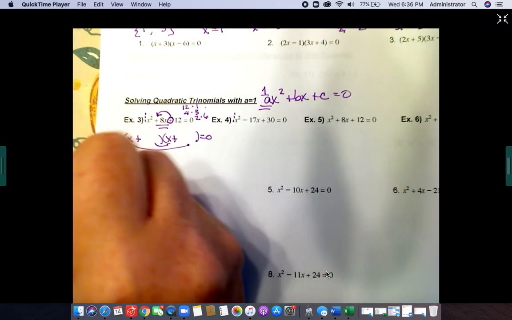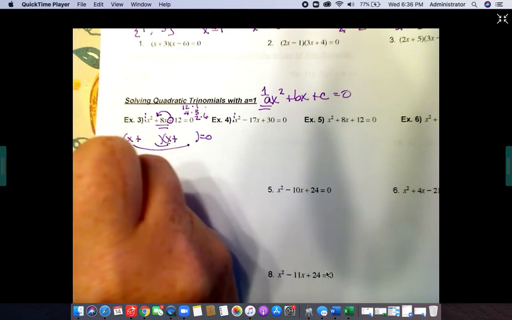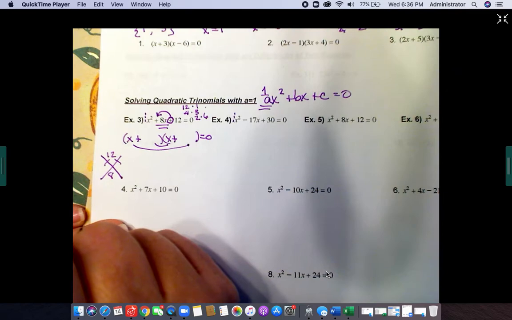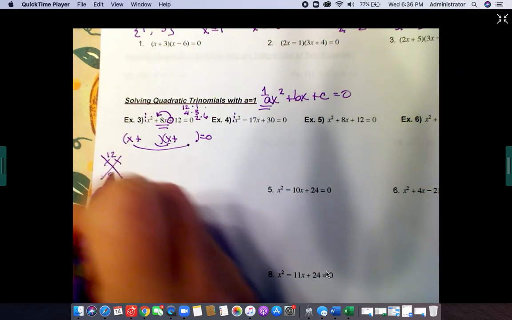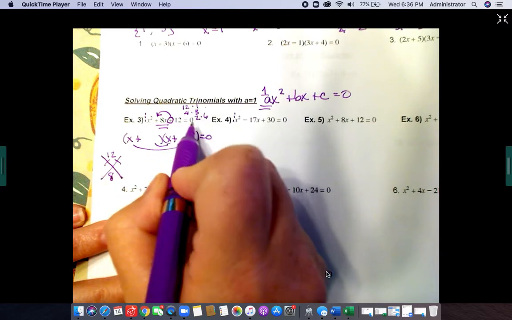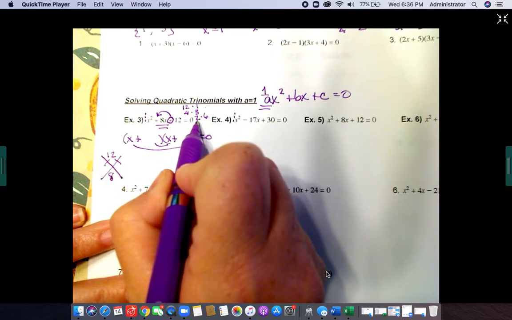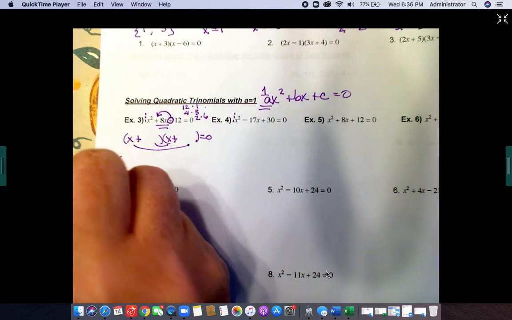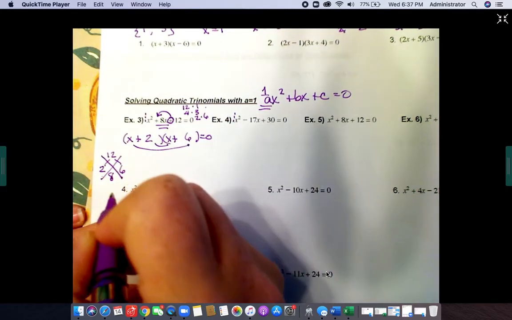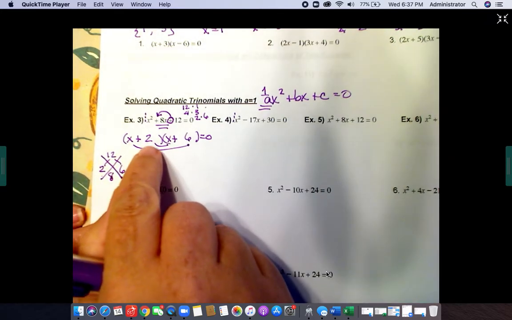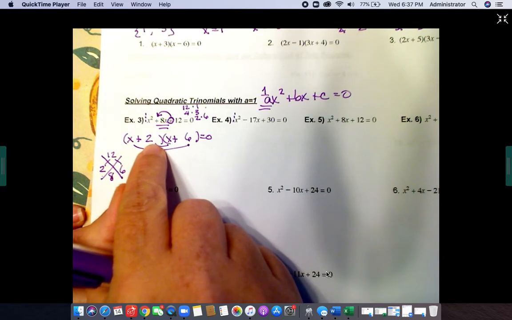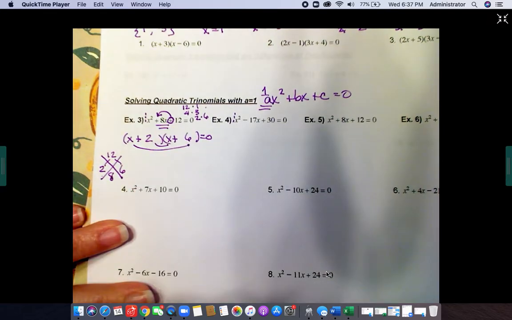Remember, for these we can use the x. If we put the 12 on top and our goal is to get an 8, what factors of 12 will combine to give us an 8? So 12 and 1 will not give us an 8. 4 and 3 won't give us an 8. 2 and 6 will. So my factors would be x plus 2 and x plus 6, which should make sense because 2x plus 6x equals 8x, while 2 times 6 gives us the 12.